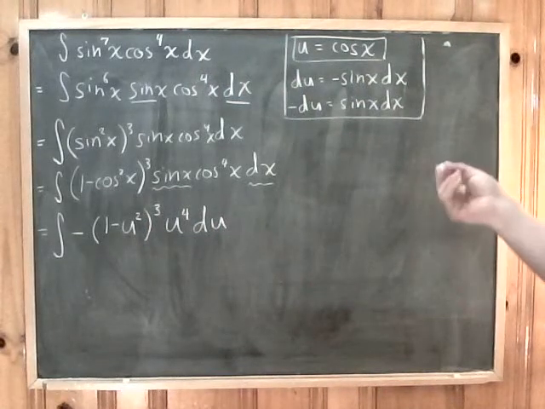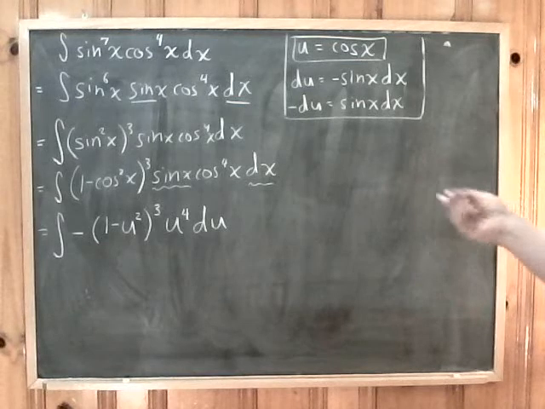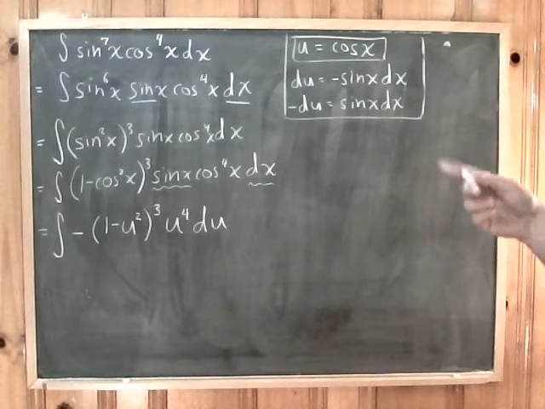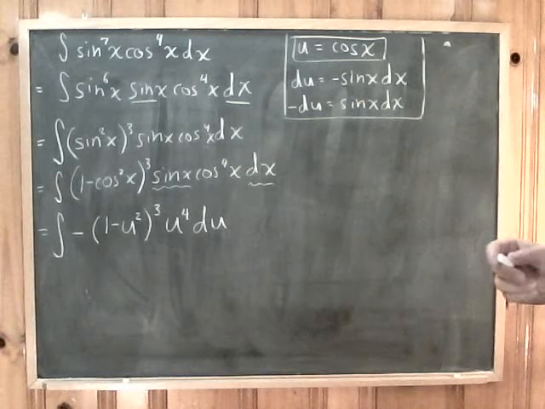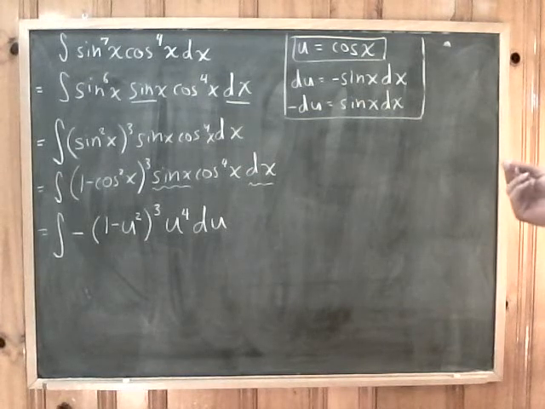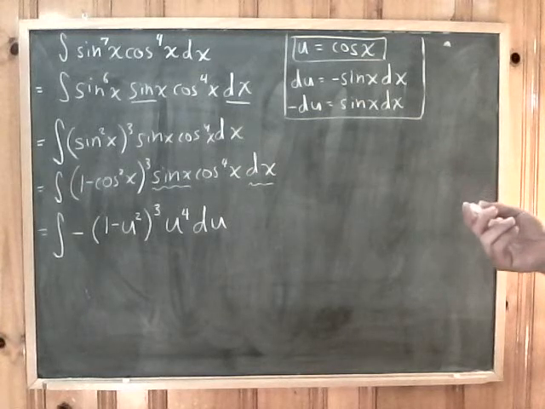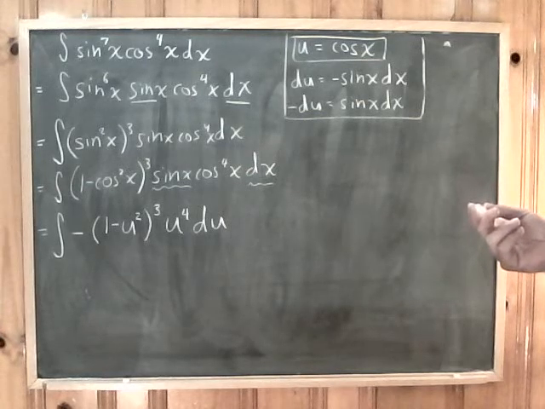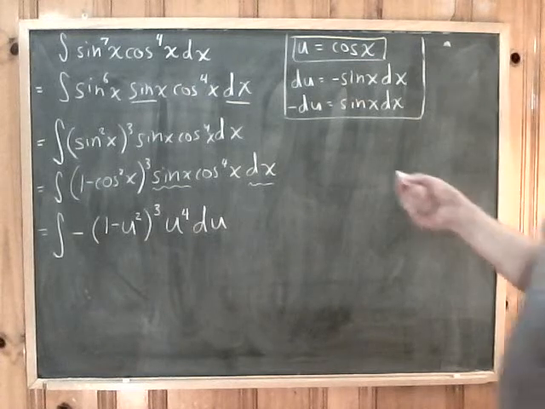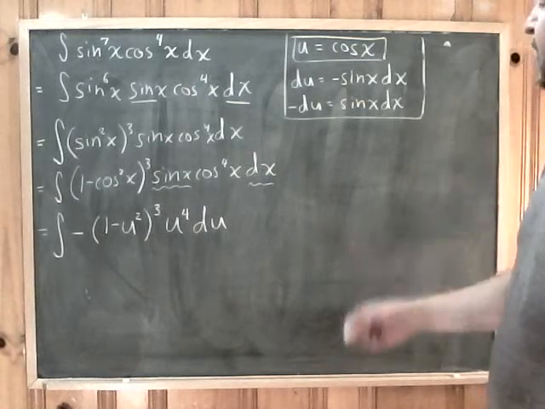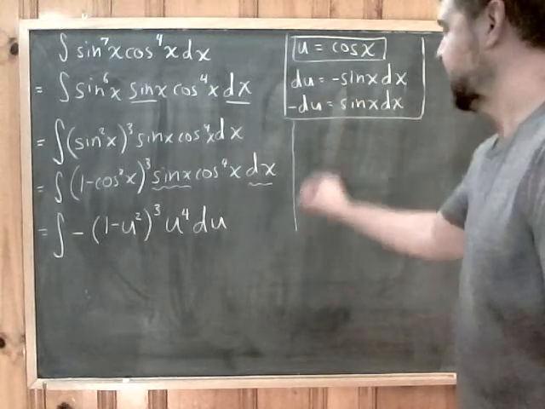So the sine x dx became negative du. Everything's multiplied together, so I can move them around a little bit. The cosines all turned into u. I have 1 minus u squared, cubed, and u to the 4. Now it's algebra and basic calc 1. First I need to expand that cube. This one takes a little bit of work because it's a cube, so I'll do a little bit of that on the side.